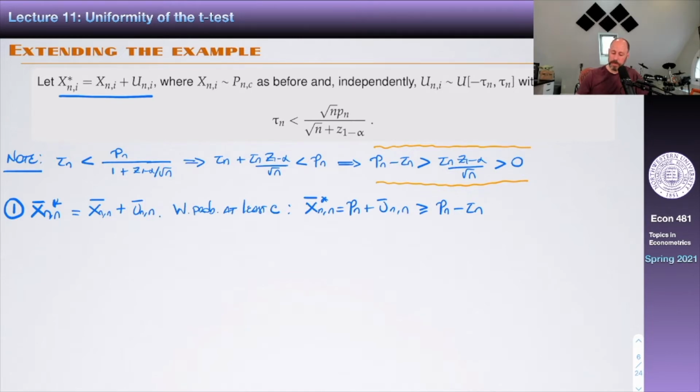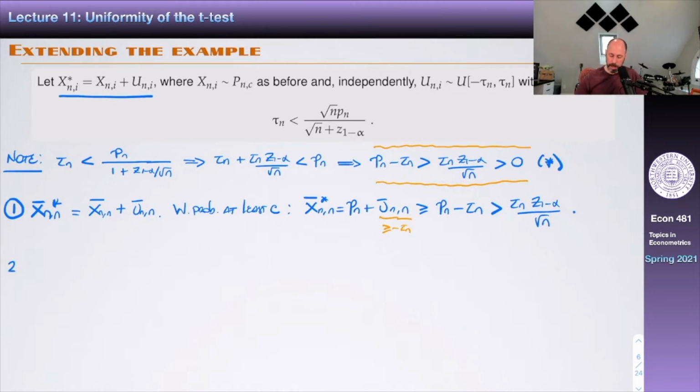Because this average, this is a uniform taking values between negative tau and tau. So this is greater than or equal to negative tau for sure. And based on our condition here, star, we have that this is greater than tau n z 1 minus alpha over square root n. So that's the first part. The average of these random variables satisfies this inequality.